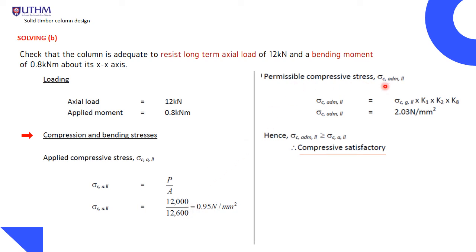For the permissible compressive stress, we multiply the grade compressive stress with modification factors K1, K2 and K8. So the answer is 2.03 Newton per millimeter square. Since our permissible compressive stress is more than the applied compressive stress, the compression is satisfactory.